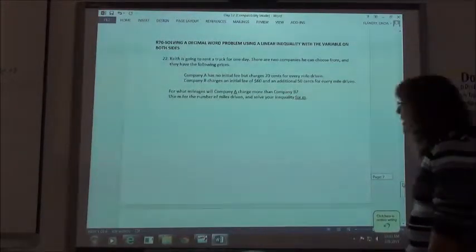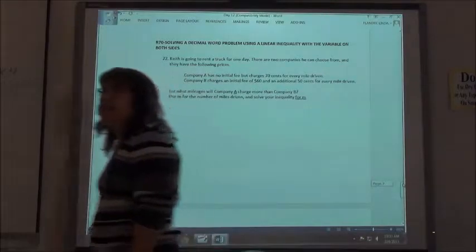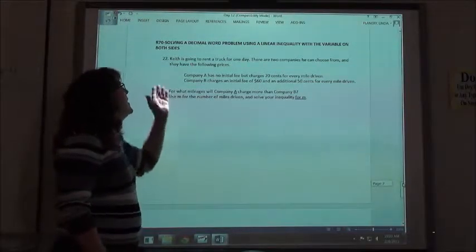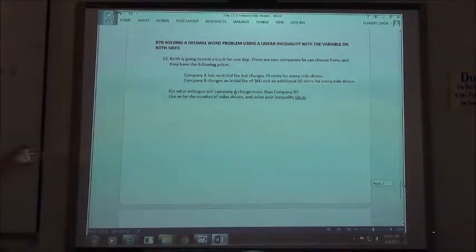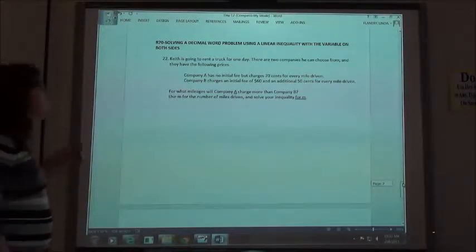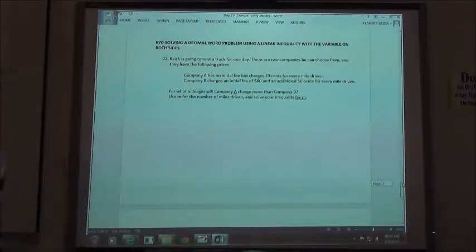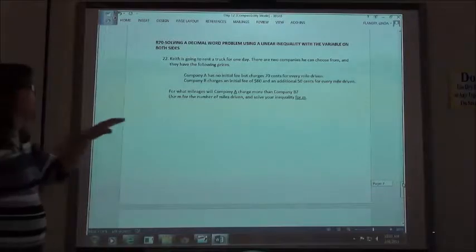22, really doing the same thing, setting up our problem with the inequality symbol. Just this time I'm going to have variables on both sides. So it says company A has no initial fee but charges 70 cents for every mile driven. Company B has an initial fee of $60 and additional 50 cents for every mile driven. For what mileage does A charge more than B?